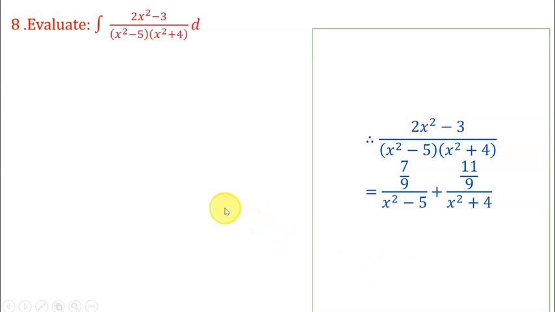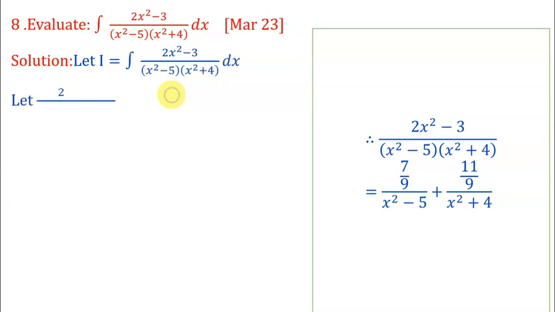Now next example. Evaluate the integral of (2x² − 3) upon (x² − 5)(x² + 4) dx. Asked in the March 23 examination. Now here is the solution. We have solved this type of example.